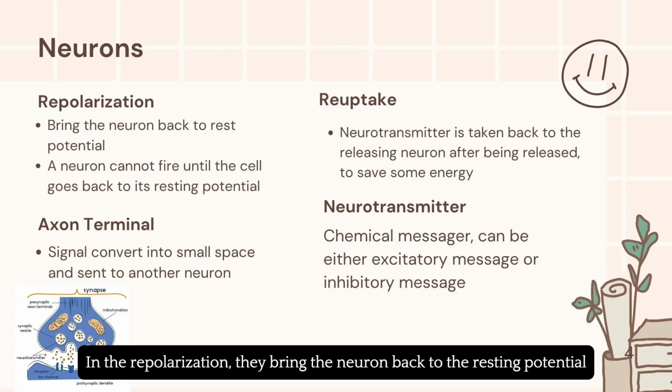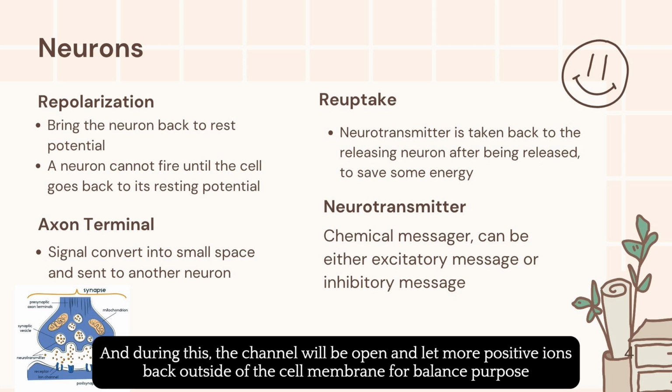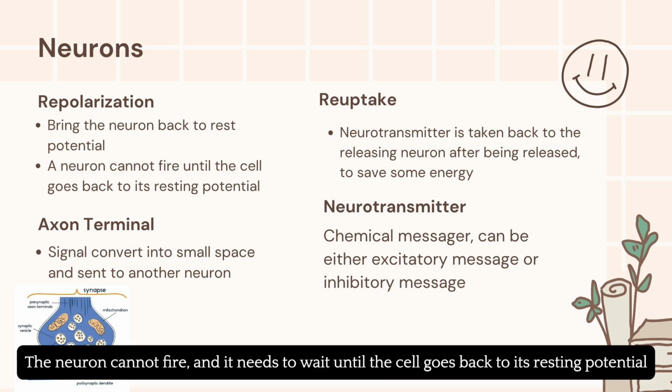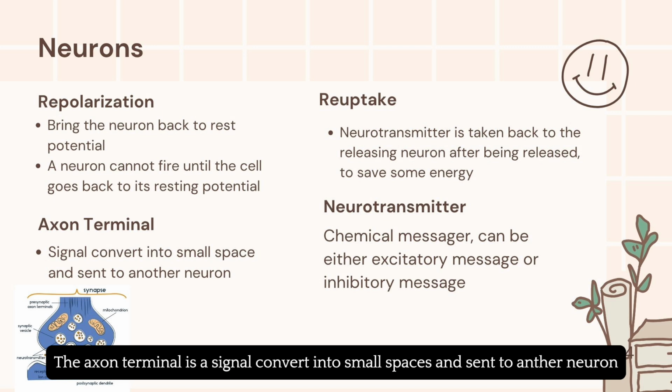In repolarization, they bring the neuron back to the resting potential. During this, the channels open and let more positive ions back outside of the cell membrane for balance. The neuron cannot fire, and you need to wait until the cell goes back to the resting potential. And at the axon terminal, the signal is converted and sent across small spaces to another neuron.